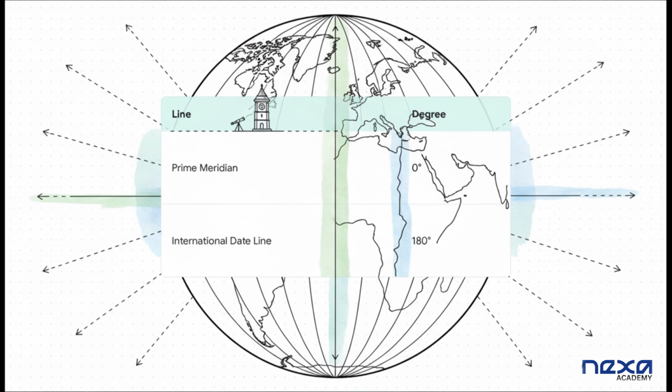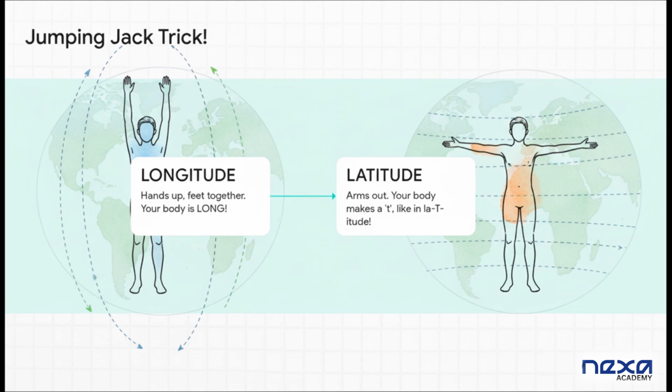And on the exact opposite side of the globe, you'll find the 180-degree line, which also happens to be the international date line. Okay, this can get a little confusing, so I want everyone to try this with me.